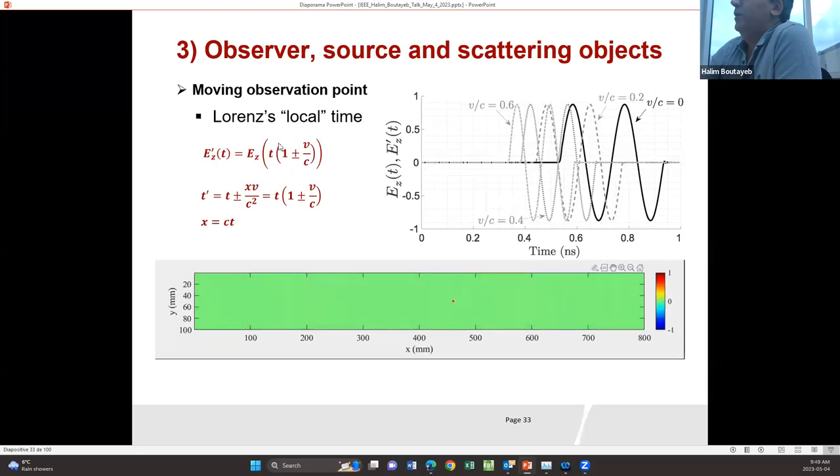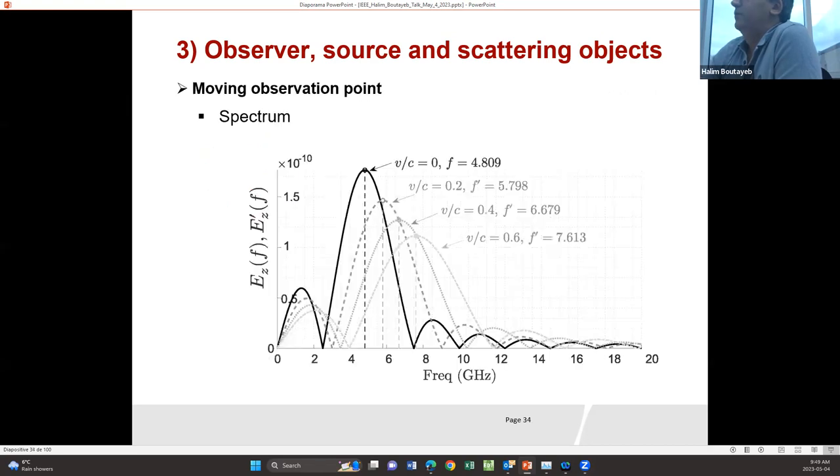Actually, this parameter here has an analogy with what is called the Lorentz local time. You remember the t prime of Voigt, which is t plus or minus x V over c squared. If we take x equals ct, we can write it like this. So they are similar. So in FDTD, the local time is the Doppler effect in the time domain.